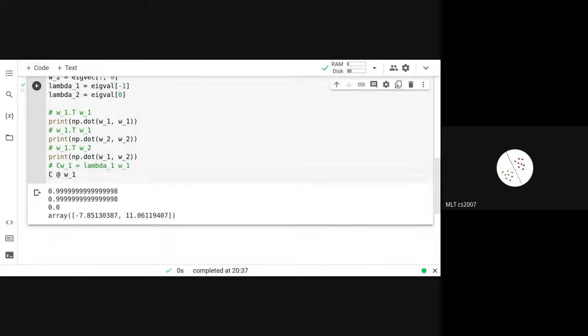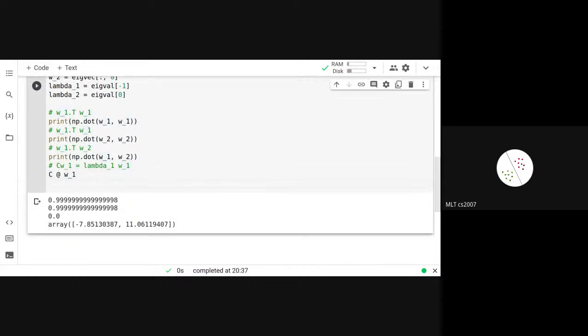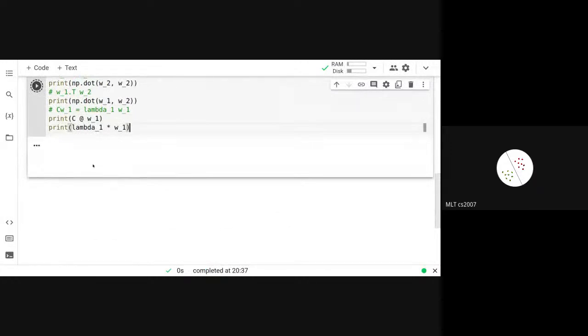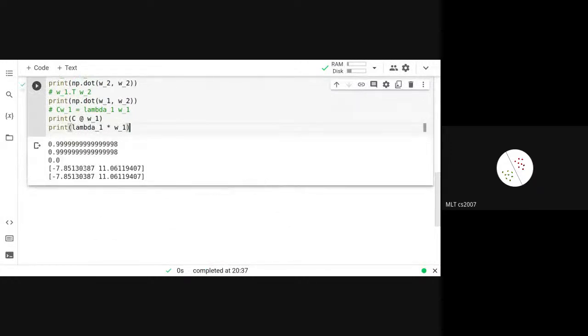Now let me also do lambda 1 W1. Lambda 1 into W1, so I'm multiplying a scalar and a vector. Instead of at, I have to use the star. Now let me do both of them one after the other. I focus on the last two values, and you notice that they are the same.